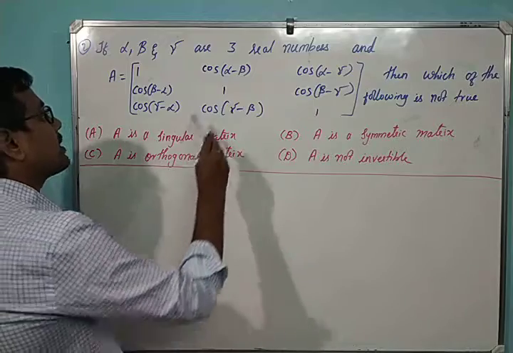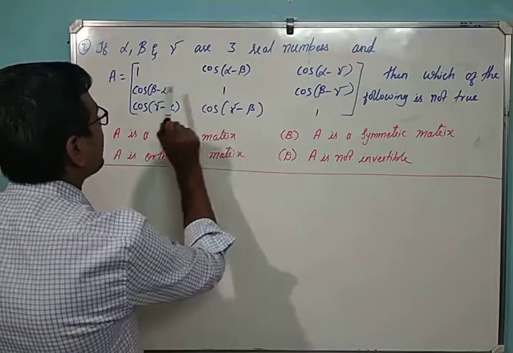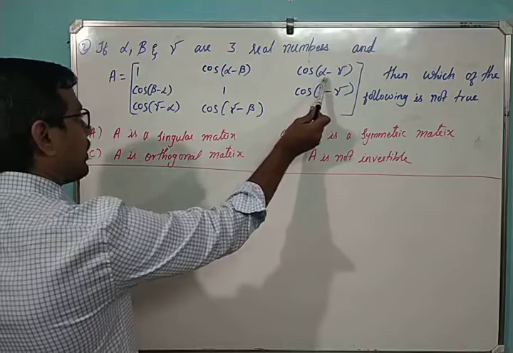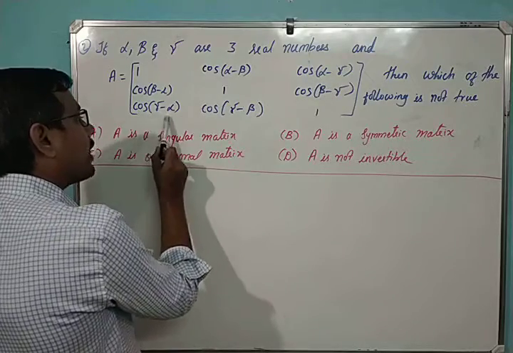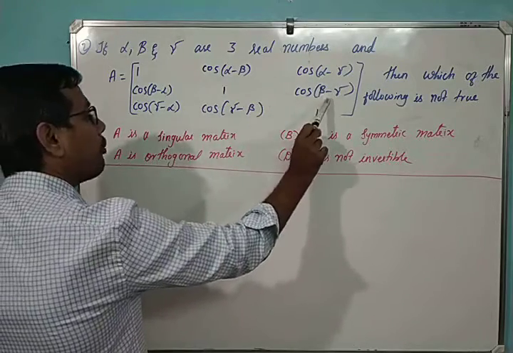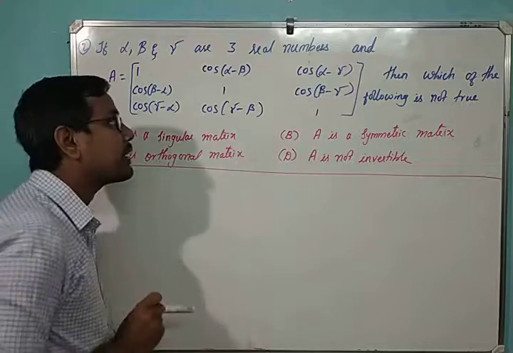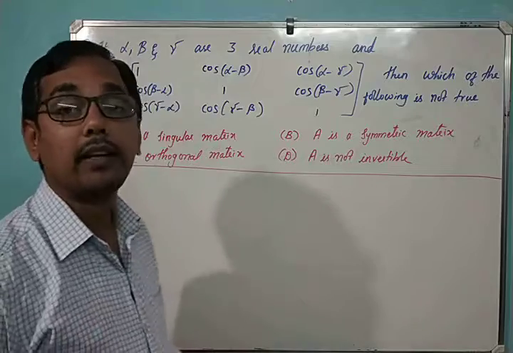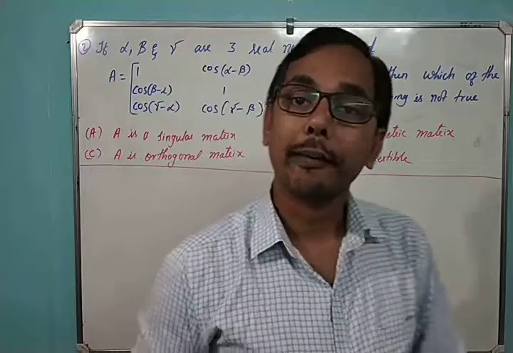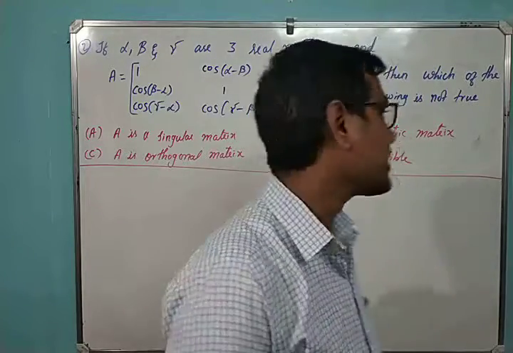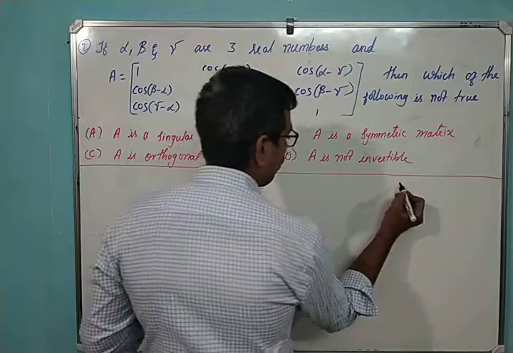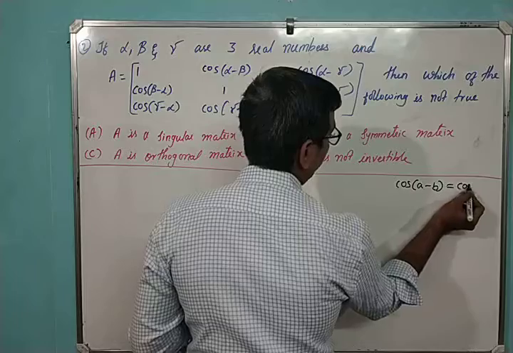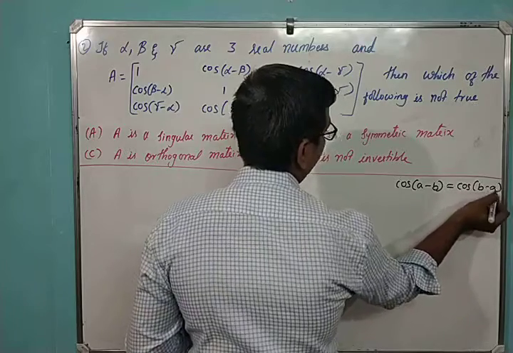Here I am having cos of alpha minus beta. Here cos of beta minus alpha. Here cos of alpha minus gamma. Here cos of gamma minus alpha. Here cos of beta minus gamma. Here gamma minus beta. So these are of the form cos of A minus B, and you should remember cos of A minus B is equal to cos of B minus A.